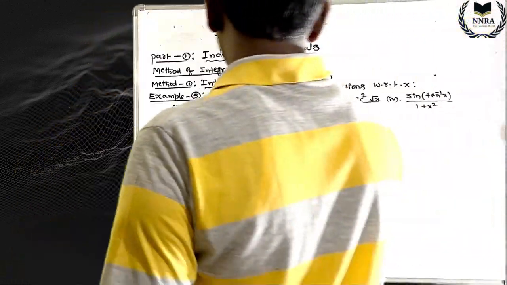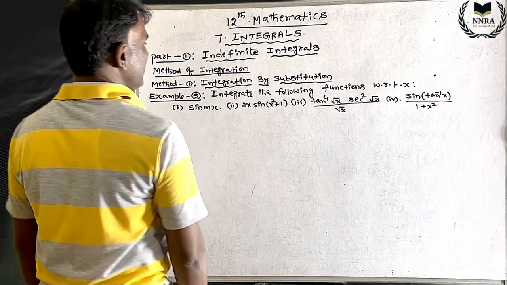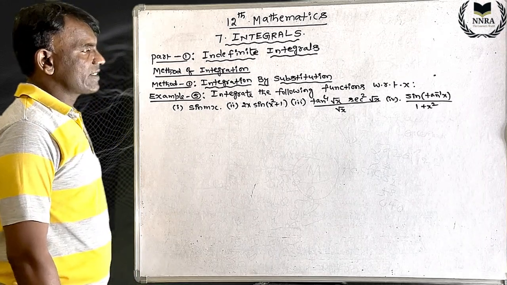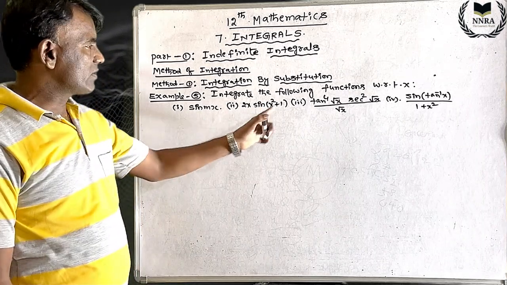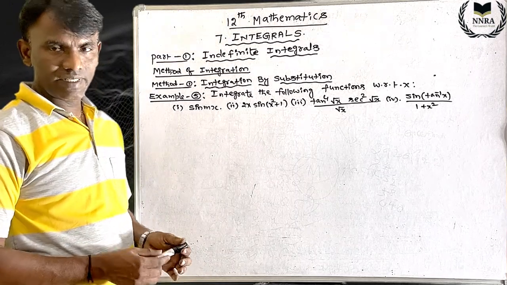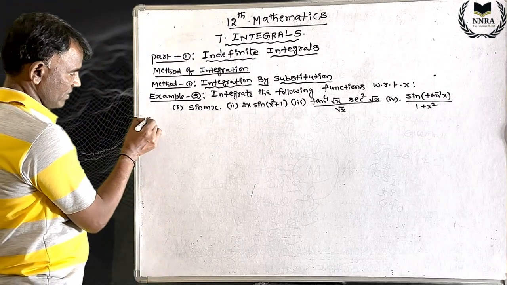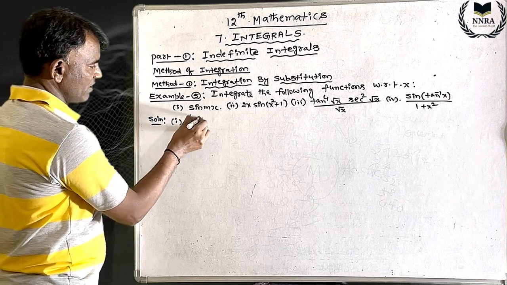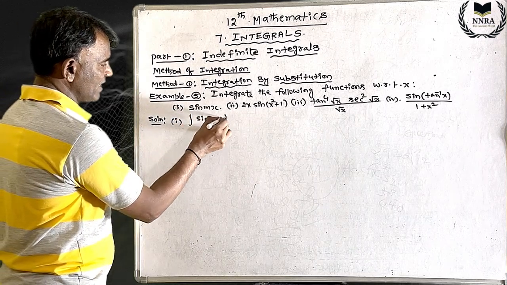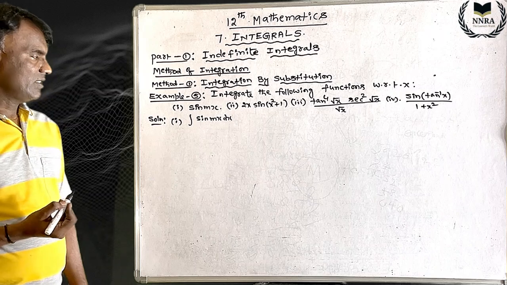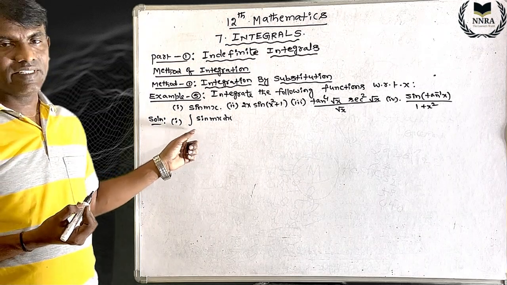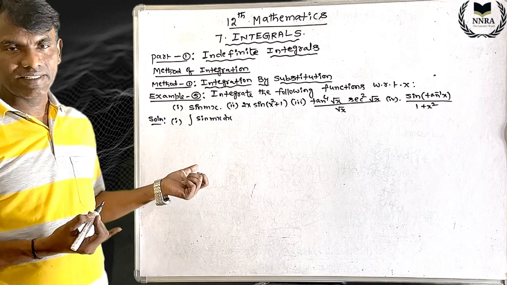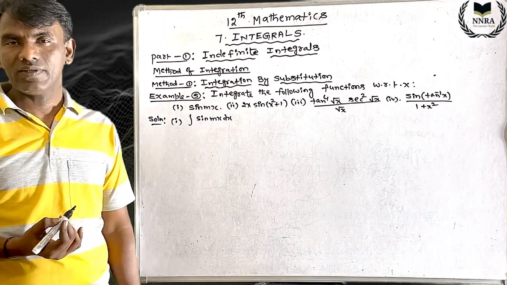Clear? Okay, now this is example number 5. Integrate the following functions with respect to x. In that, 4 sub questions are given. Okay, now we'll take the first question. Integral sin mx dx. We know very well about this formula. This is a form of integral sin ax dx. Integral sin ax dx can be written as minus 1 by a into cos ax.